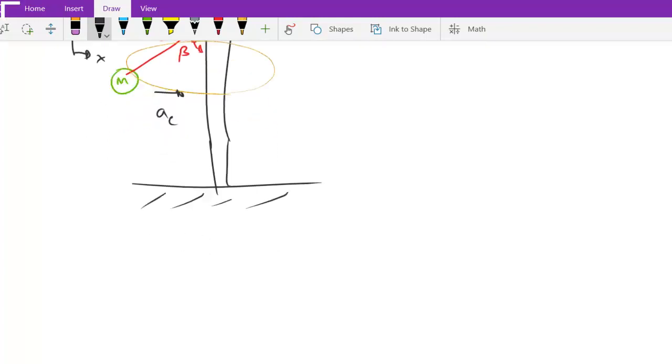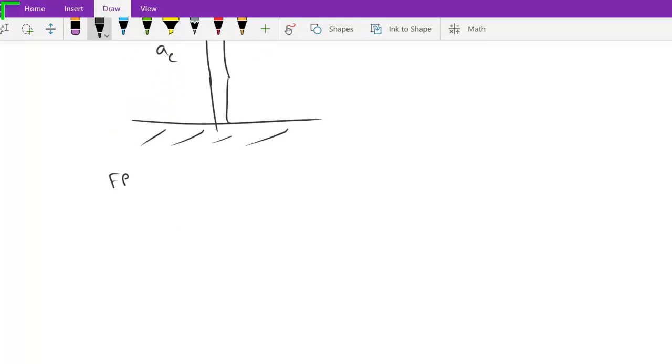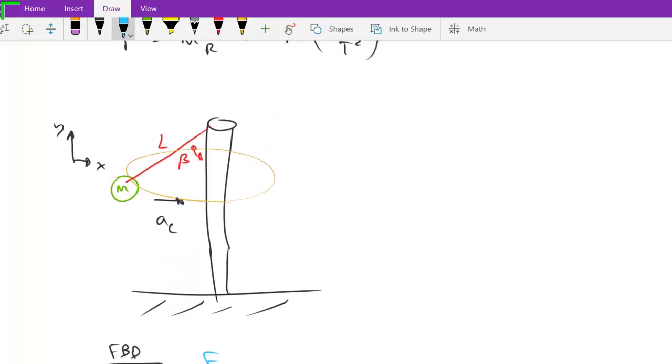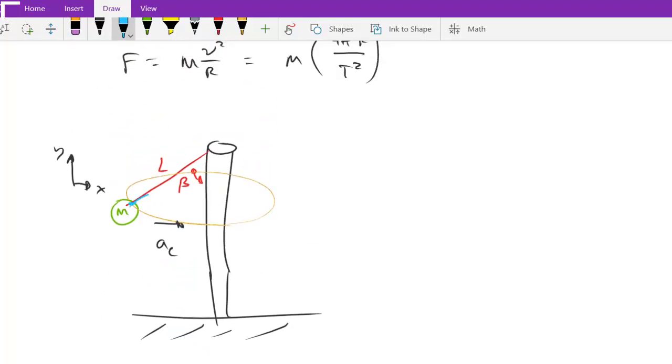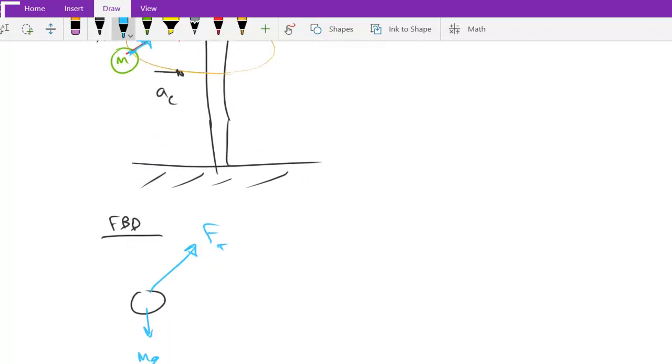So when we free body diagram this, we'll have this ball here. Then we'll have some mg going down like that. And then we have some tension like this, right? Or some Ft. This is our tension force. The rope is pulling this direction, right? And then the outcome of these are that we have some acceleration this direction. It's a centripetal acceleration. So now we just have components, right?